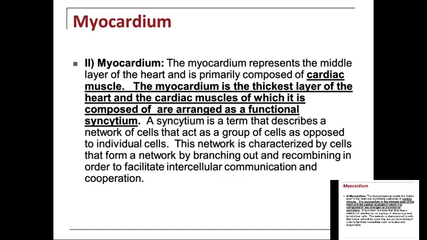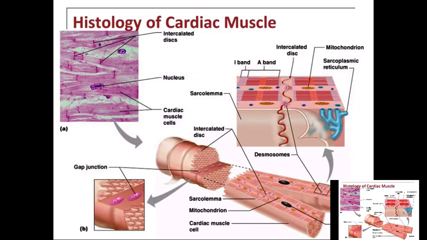The myocardium, which is the thickest part of the heart, is arranged in what's considered to be a functional syncytium, and we'll show you what that looks like. When you look at the heart under a microscope, we see that heart cells come together and they're joined by these perpendicular slits. They're called intercalated discs. Intercalated discs, which is here, create something called a gap junction.